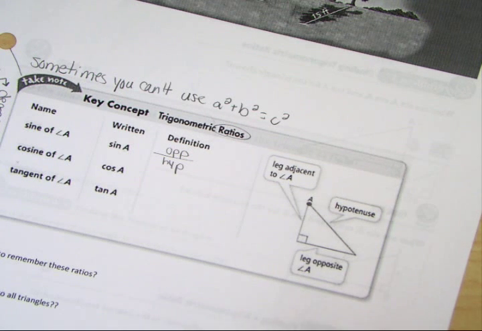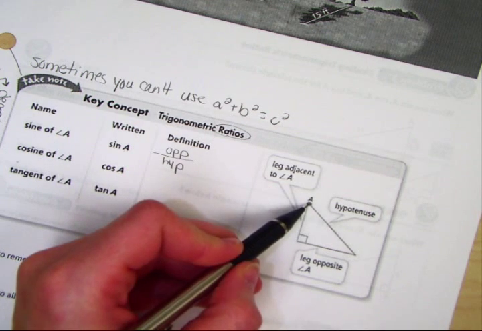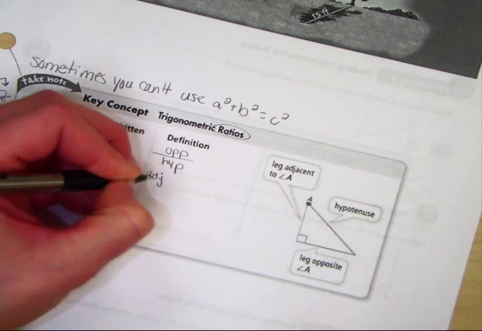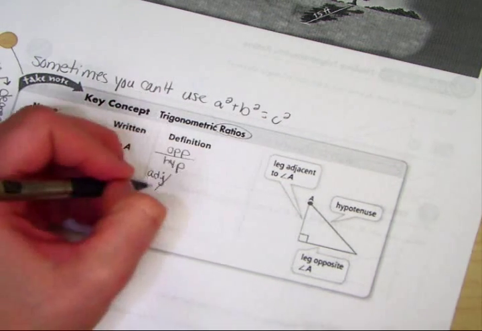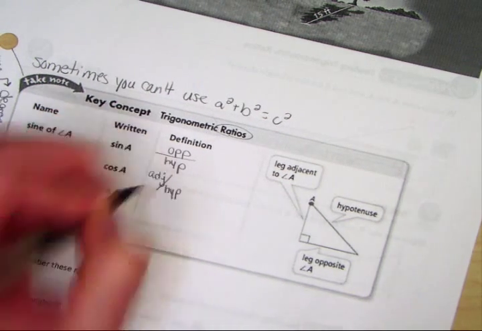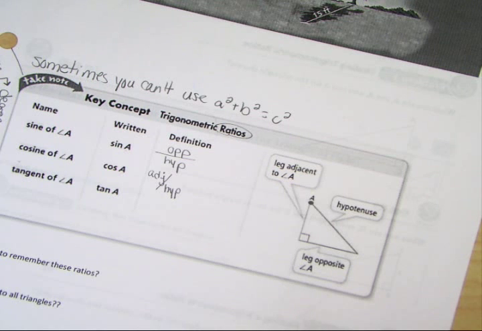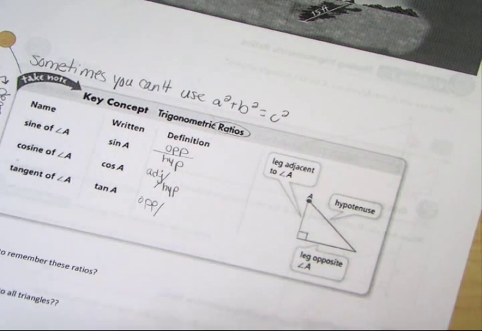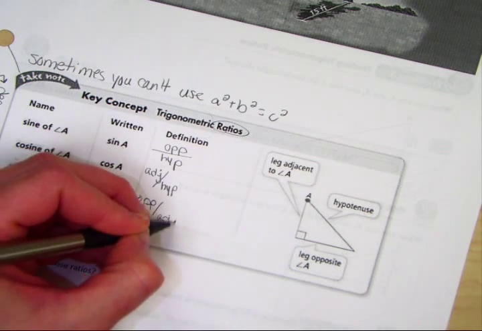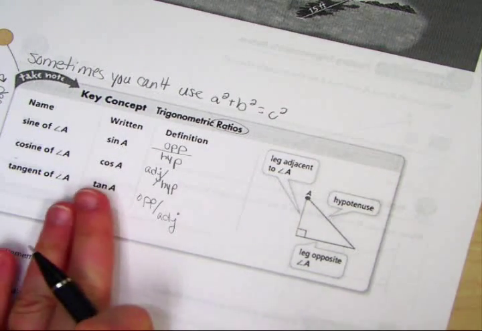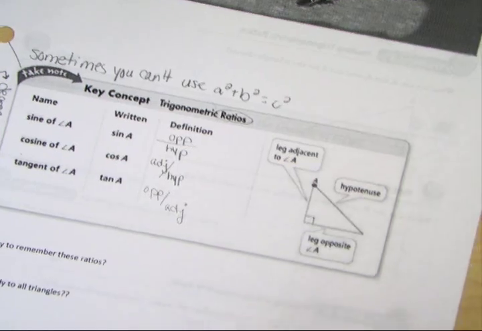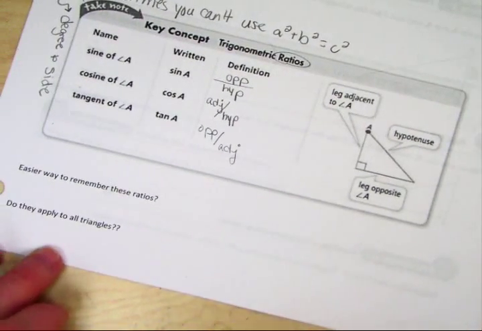Now, cosine. Cosine of A, you take the adjacent leg, and you can see they've labeled them for you, and you put that over the hypotenuse. Tangent of A, you take the opposite, across from A, and you put that over the adjacent. I will show you how these are helpful, I promise. Is there an easier way to remember these ratios? I will teach you two ways.